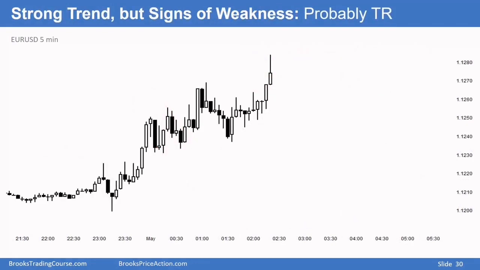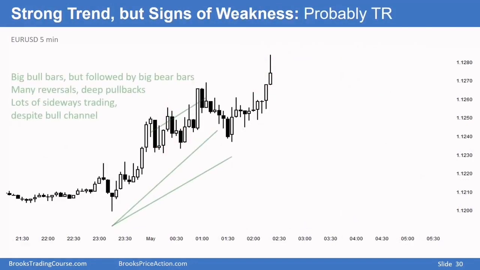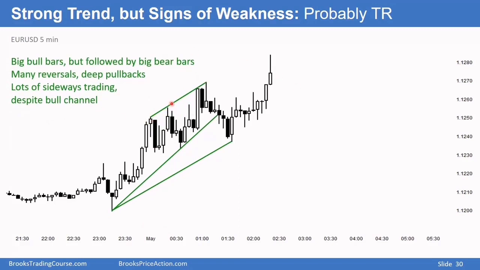Here's the euro versus the dollar 5-minute chart. You can draw lines across the top, across the bottom. We broke below the first line, so you draw another line on the reversal up. And we have a pair of decent bull bars here, but then a bear bar. And then another pair of bull bars, but a tail closed barely at that high, and then a bear bar. A strong bull bar here, and then a bear bar.